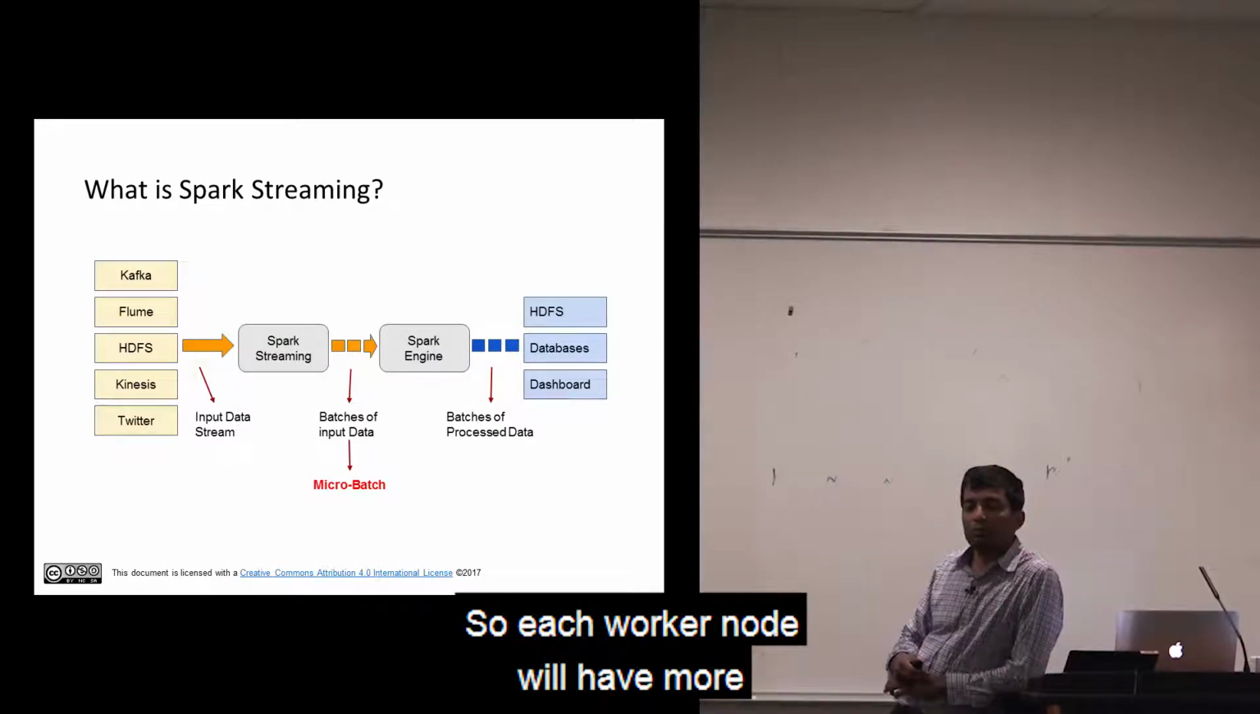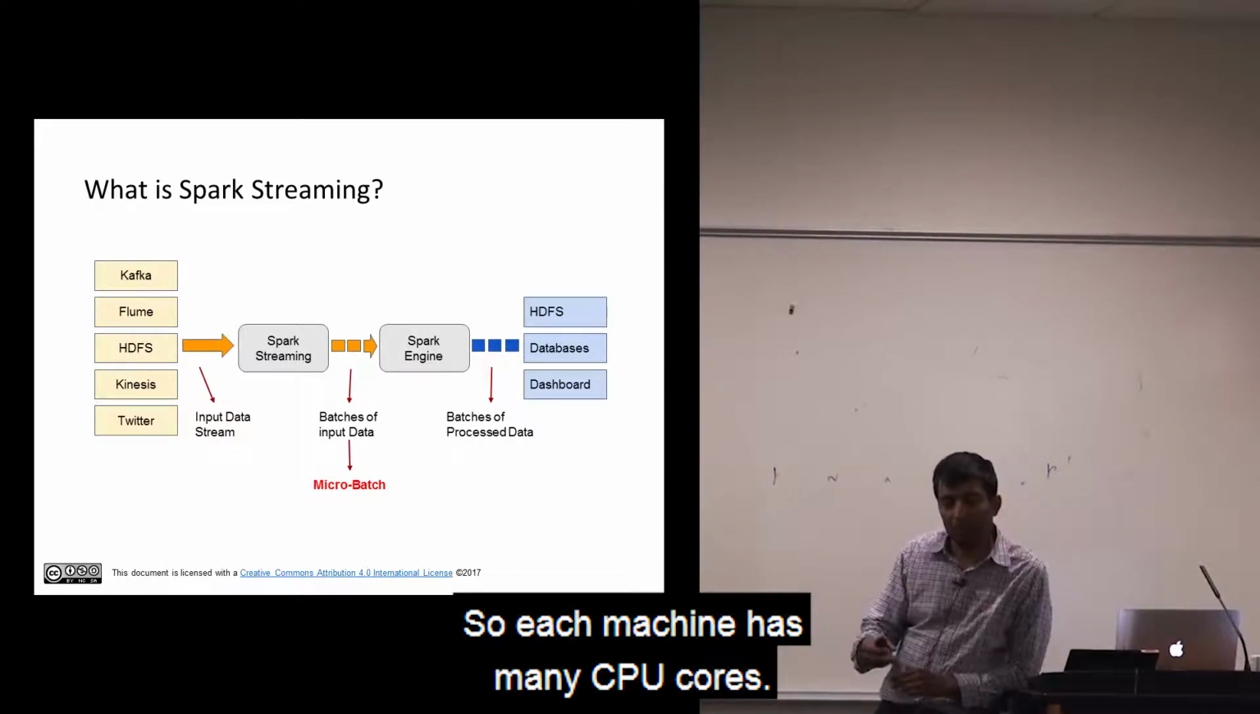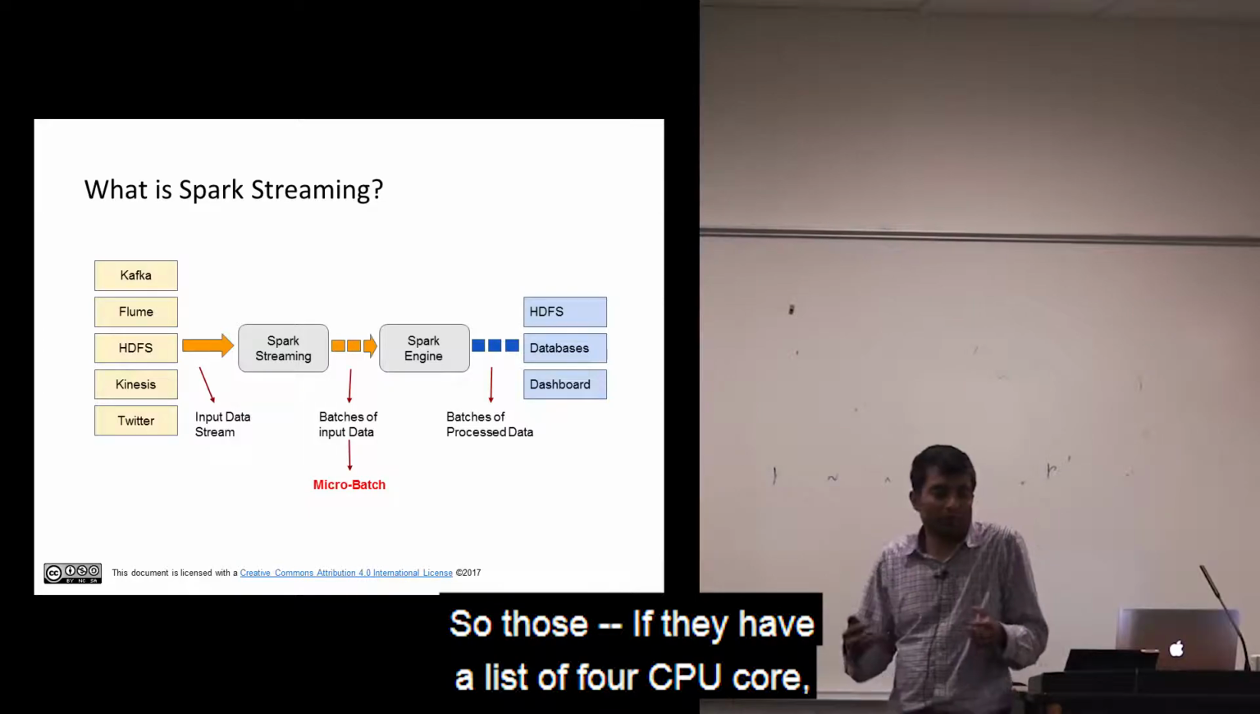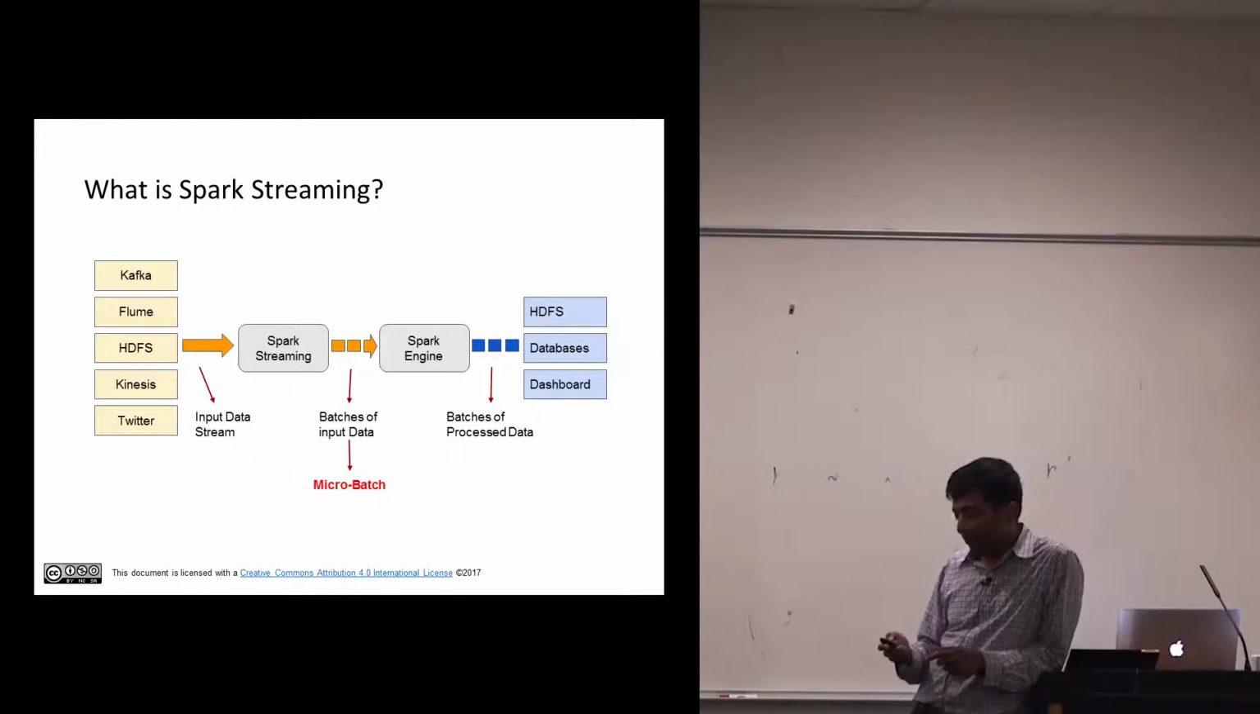Right, worker node. So each worker node can run more than one task, based on your number of cores. Each machine has many CPU cores. So if you have, let's say, 4 CPU cores, you can run 4 tasks in parallel, for example.